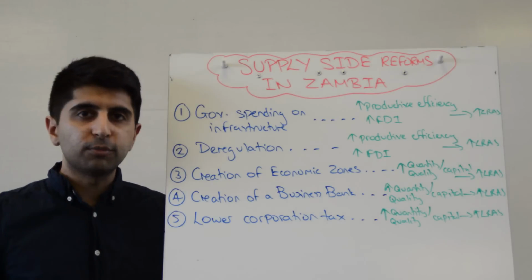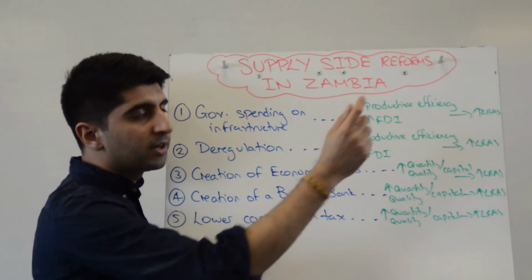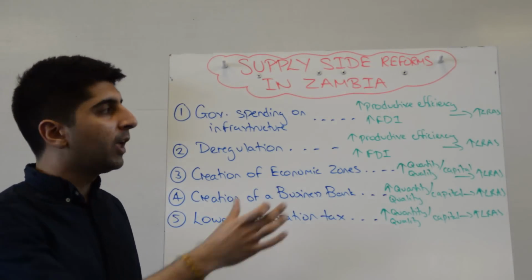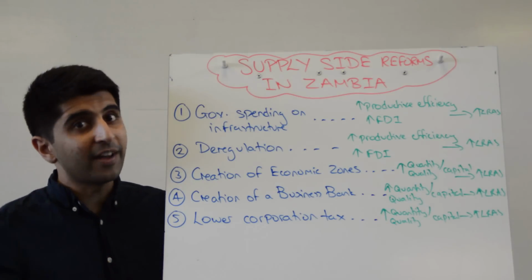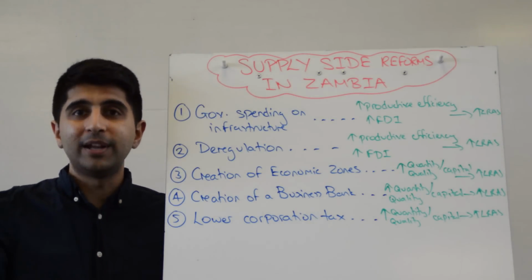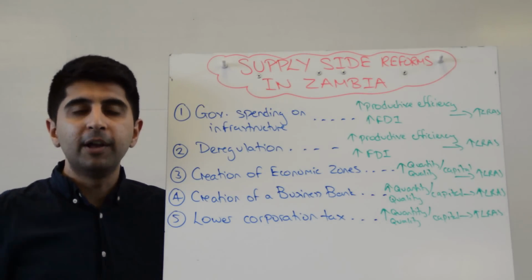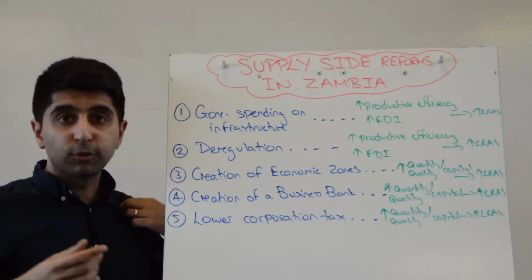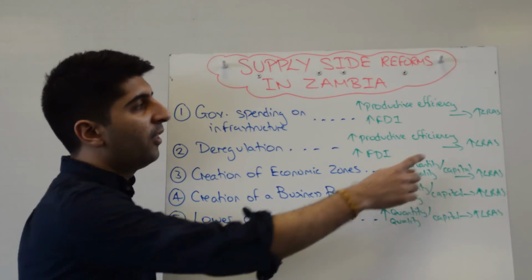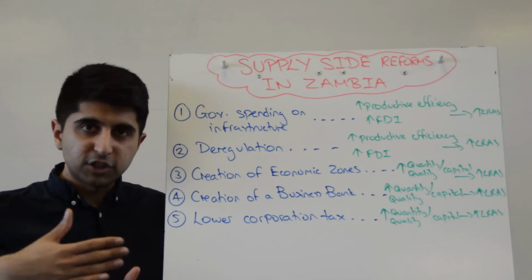This lowers their costs of production, this increases productive efficiency, but at the same time, with good infrastructure, you attract more FDI. And FDI is investment. It's spending on capital in a developing country by a foreign firm, which increases quantity and quality of capital, the quantity and quality of the capital stock in the economy, you can say, thus boosting LRS. So that's the chain of analysis there.